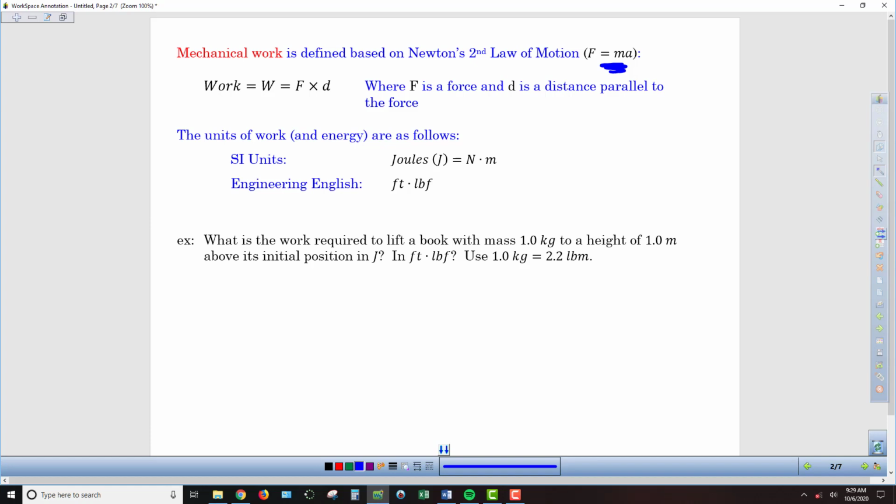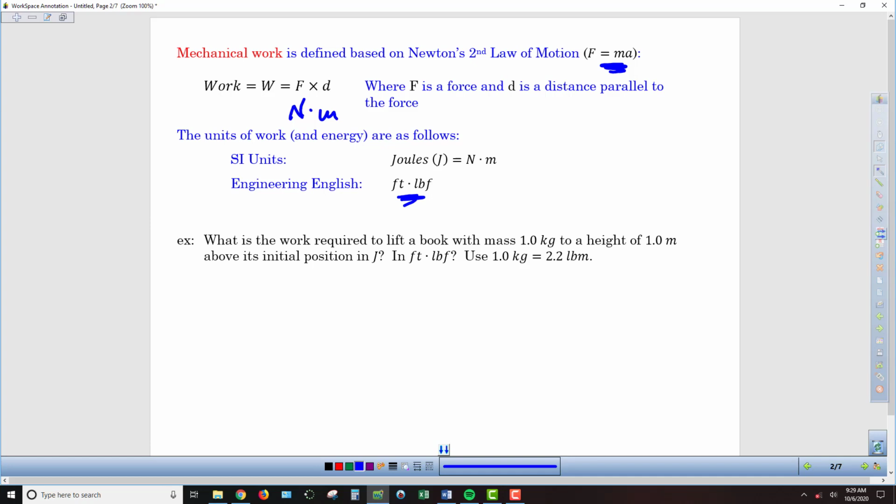Now the units for work, and then energy as a result, in SI units are going to be newtons times meters, so the Newton meter or joules. And then in English units, we've got pound force as our measure for force, and so then the distance is going to be in feet, so we've got foot pound force. So it's always written in that foot pound force order rather than pound force times feet, just for reference.